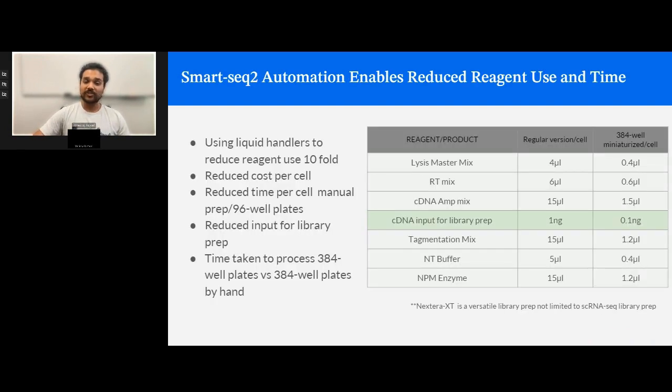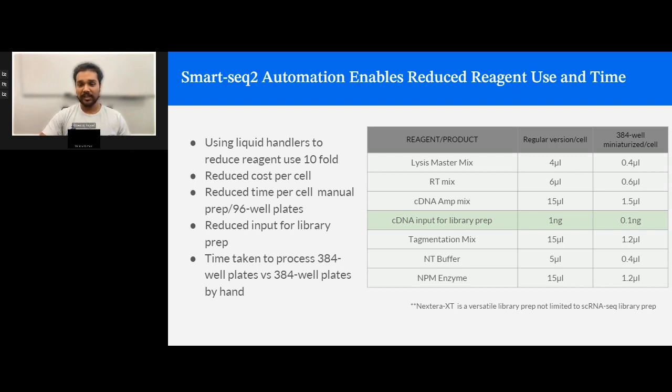So what is the benefit of having this protocol automated? One avenue to explore is reagent use. Especially when conducting a large-scale study or Atlas project, all costs will add up, especially if you're processing upwards of around 100, 150, 384 well plates. The automated protocol that we used is 1/10 volume compared to the regular protocol. So not only do you use liquid handlers to reduce the reagent use by 10-fold, there is also a reduced cost per cell.